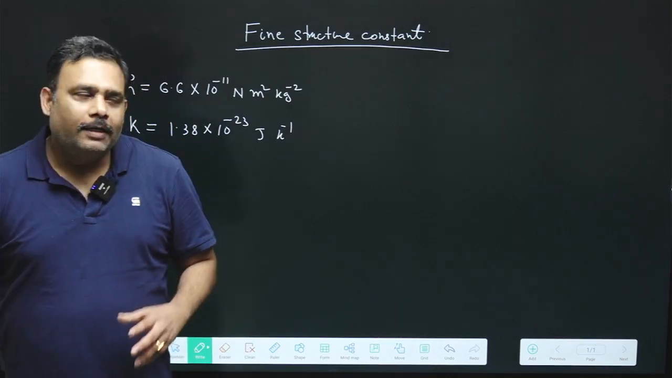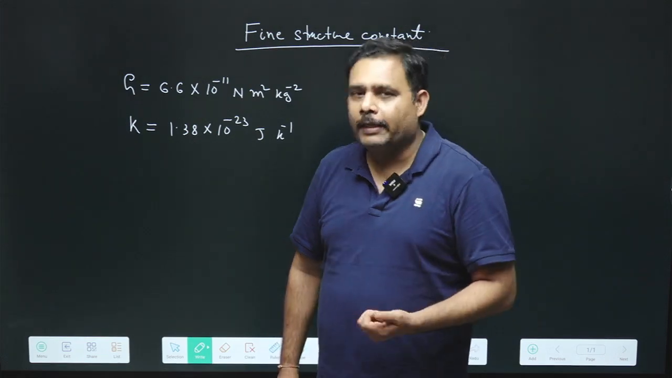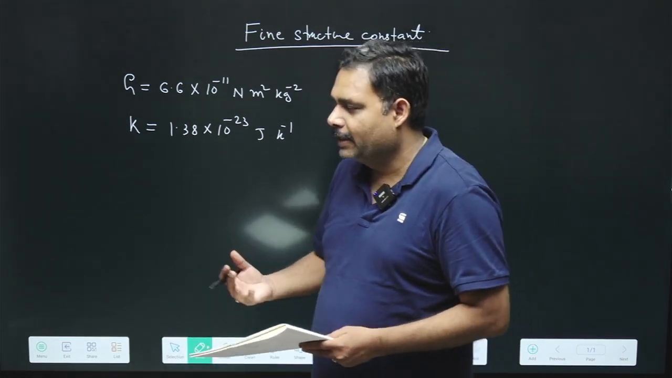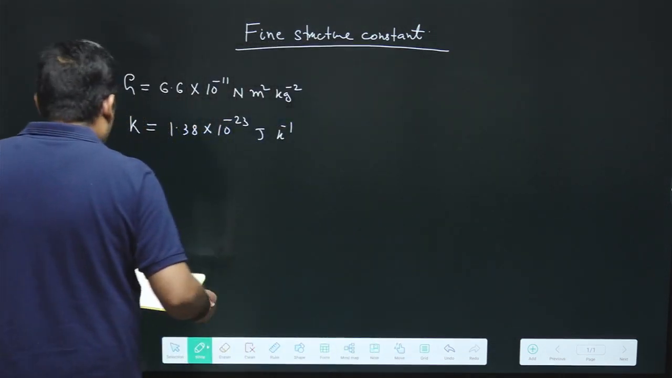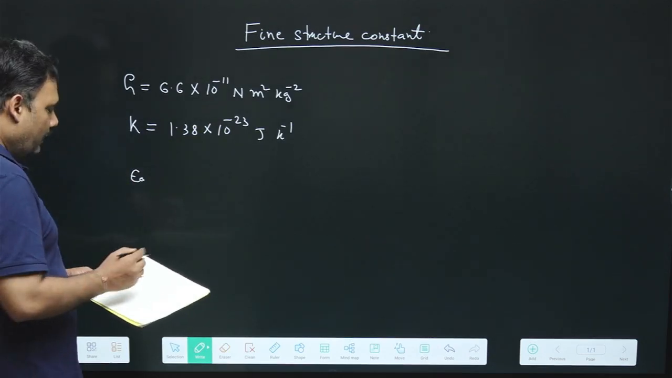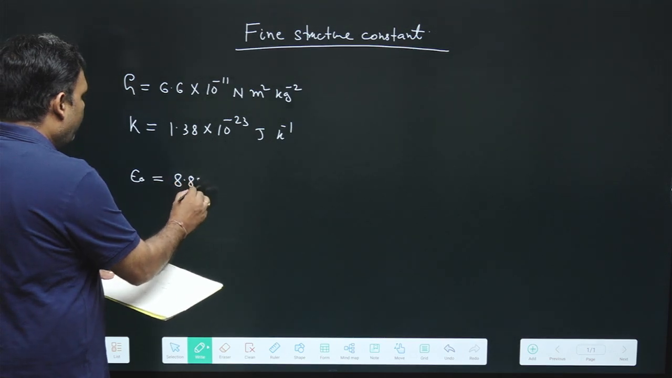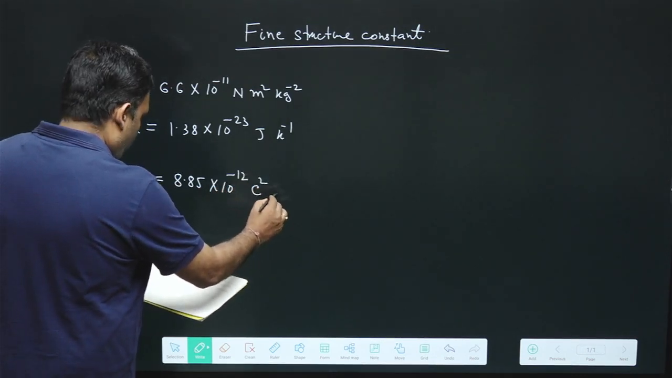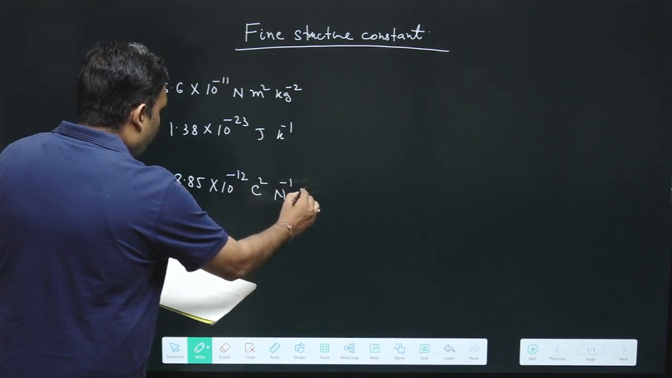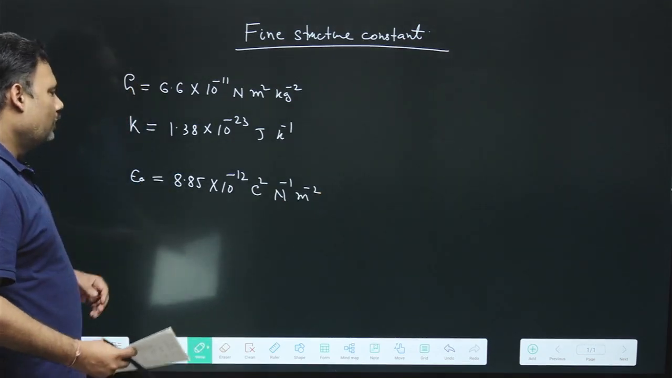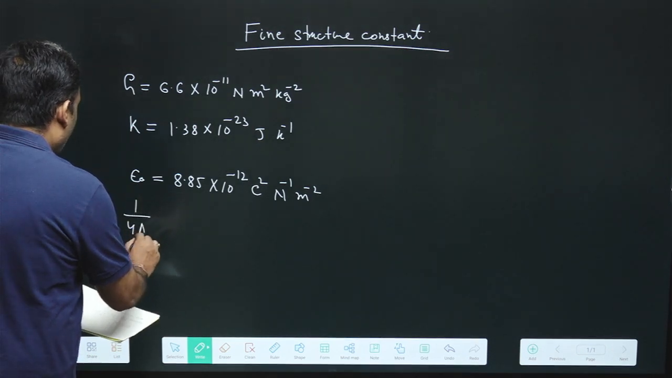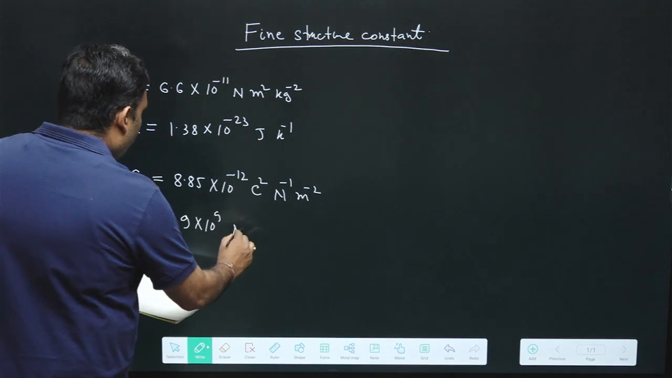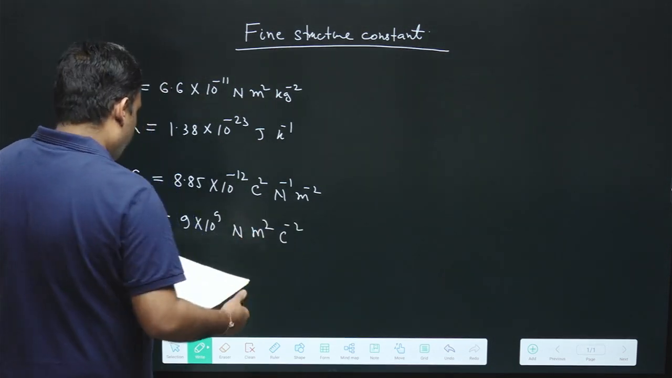Now, the next very important constant comes from electromagnetic theory. Electromagnetic theory has not only one constant, but more than one. First is the permittivity, epsilon naught, and the value of this is 8.85 into 10 to the power minus 12 Coulomb square Newton inverse meter minus 2. But more famous is 1 upon 4 pi epsilon naught, and that value is about 9 into 10 to the power 9 Newton meter square Coulomb minus 2.